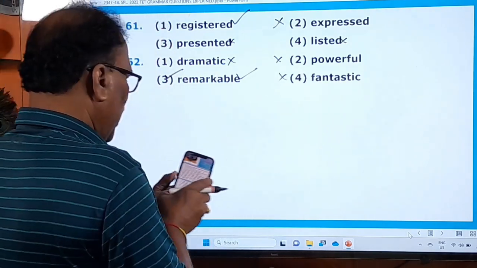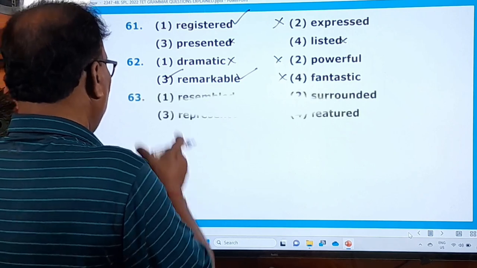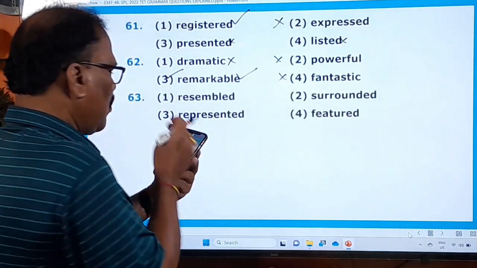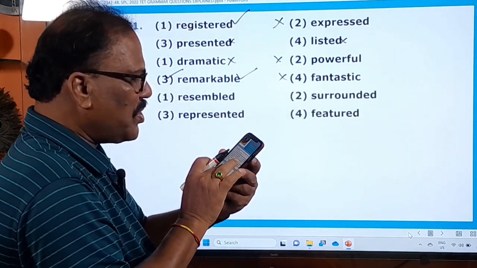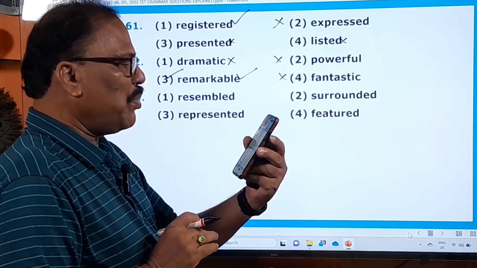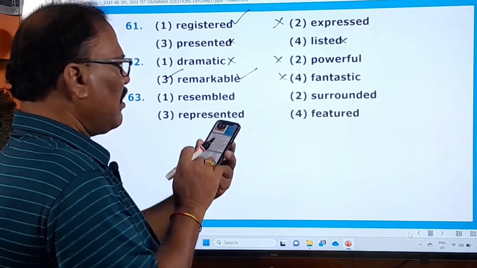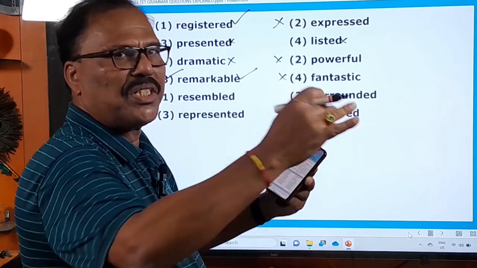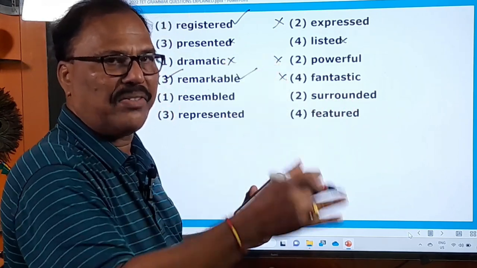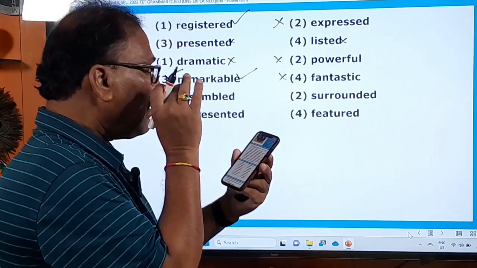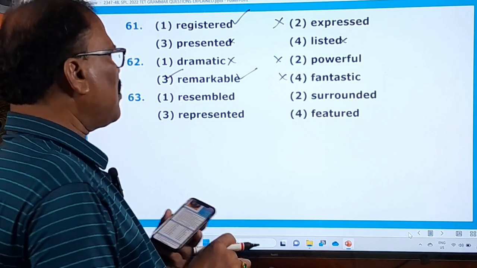Okay, and now let's go to the next question. The 63rd one is there. What is the question here? The trees that remained standing, dash telegraph poles. Most of the trees were destroyed, but the trees that remained there, dash telegraph poles.